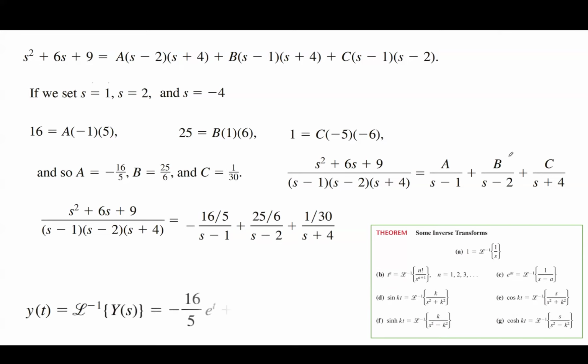So our y(t), which is the inverse Laplace, you're going to take the inverse Laplace of each one of these quantities. The inverse Laplace of negative 16 over 5 times 1 over (s minus 1) is negative 16 over 5 times e to the power t. The inverse Laplace of 25 over 6 divided by (s minus 2) is 25 over 6 times e to the power 2t, and 1 over 30 times the inverse Laplace of 1 divided by (s plus 4) is e to the power negative 4t. So this is the solution of the differential equation that we tried to solve using the Laplace method.